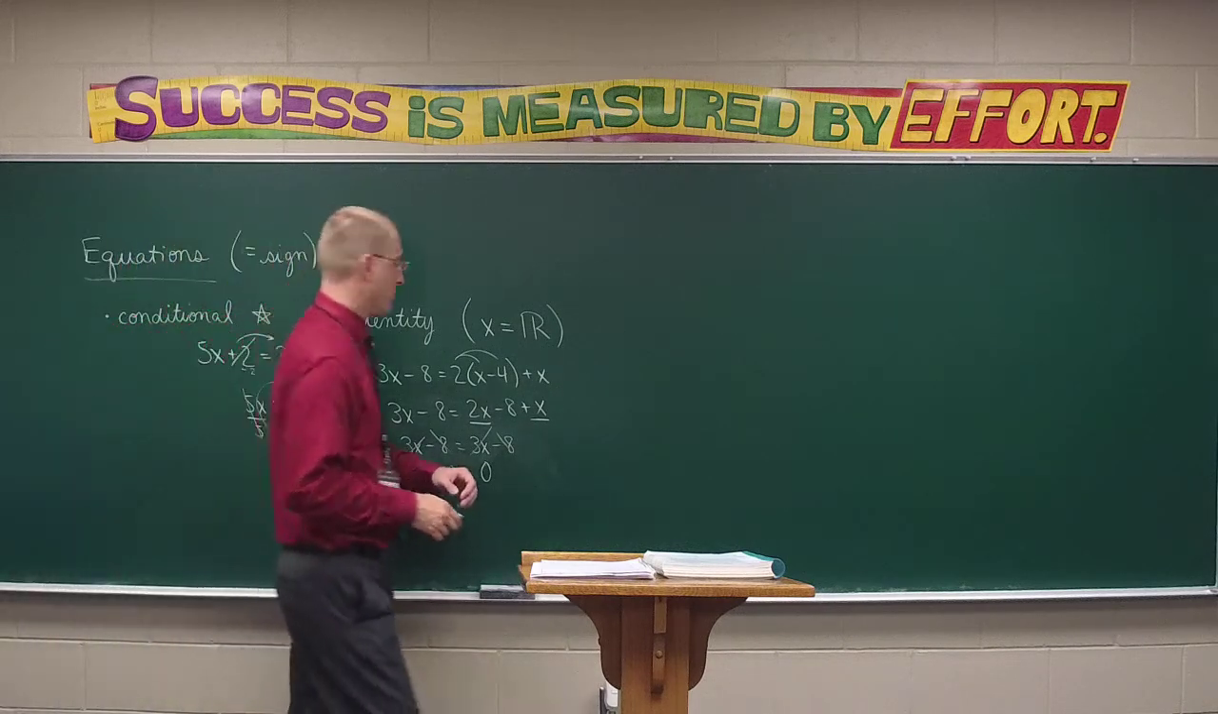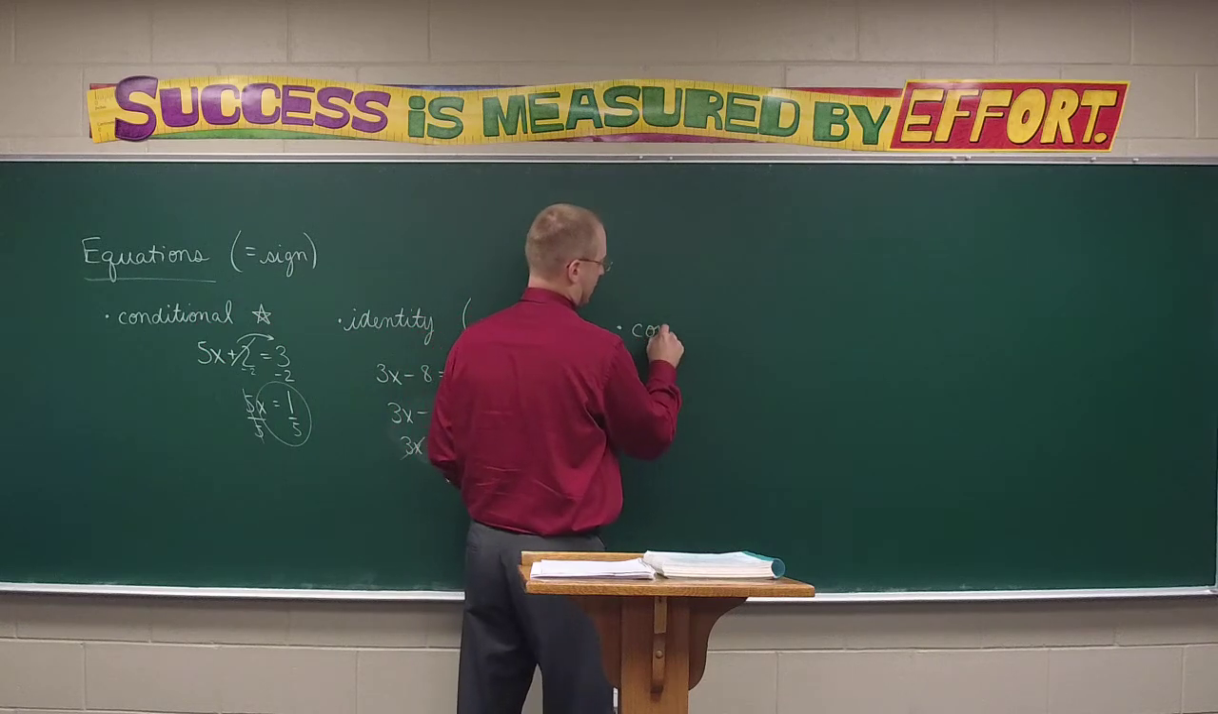The last type of equation you might have is something called a contradiction.